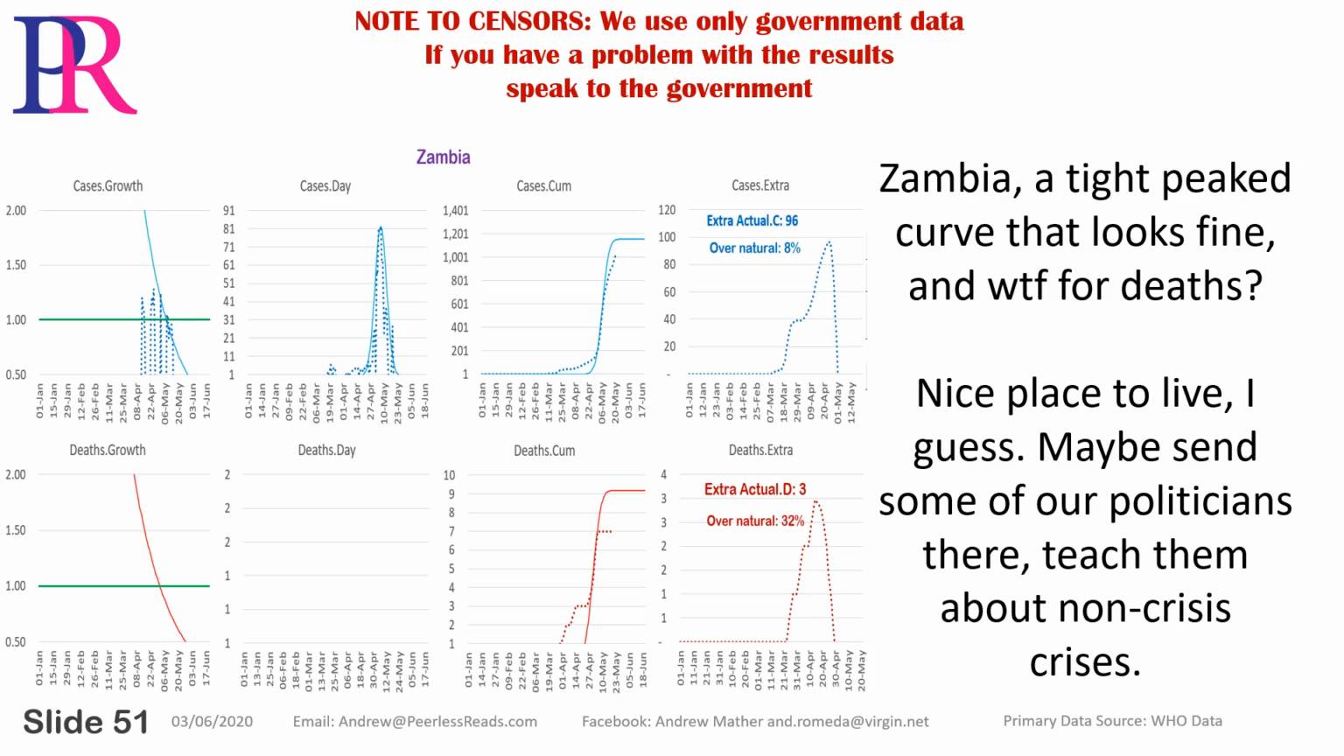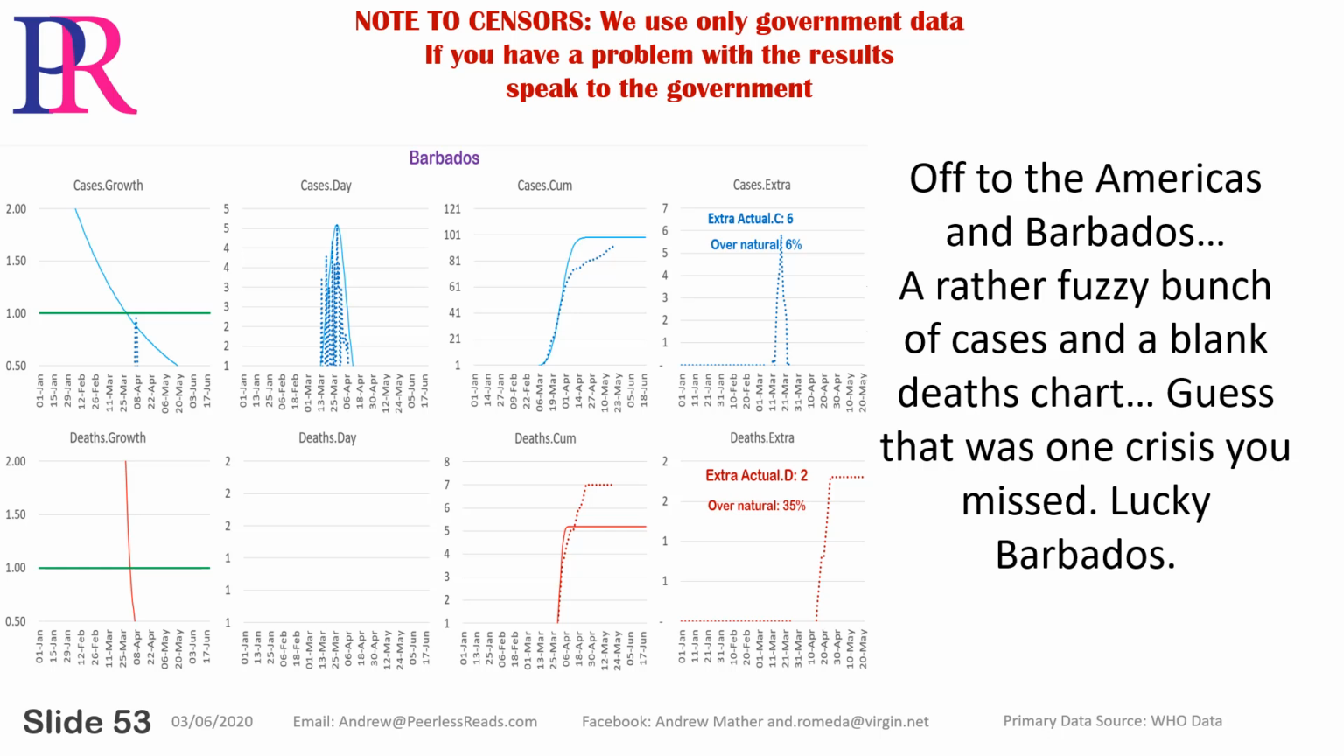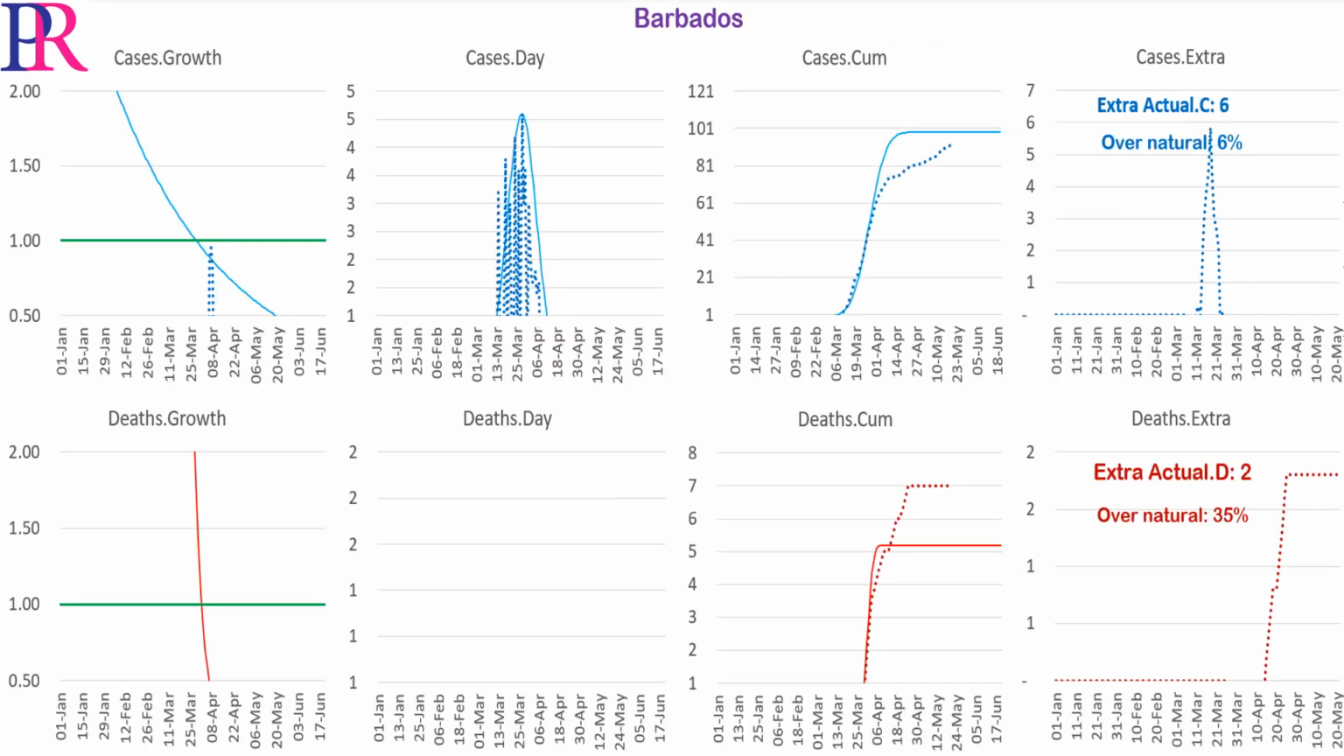Zambia, a tight peaked curve that looks fine, and what for deaths? Nice place to live, I guess. Maybe send some of our politicians there, teach them about non-crisis crises. Off to the Americas and Barbados, a rather fuzzy bunch of cases and a blank deaths chart. Guess that was one crisis you missed. Lucky Barbados.